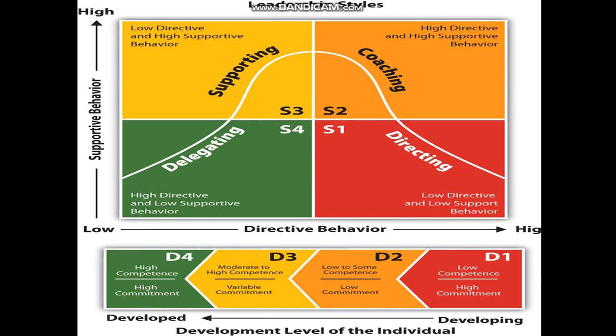Before that, you should correct the S1. They are written low directive. Instead of low directive, you should write high directive. You can see the x-axis arrow reaches the high. Here, directive behavior or task behavior. X-axis is from low to high, directive behavior or task behavior. Then y-axis from low to high, supportive behavior or relationship behavior.